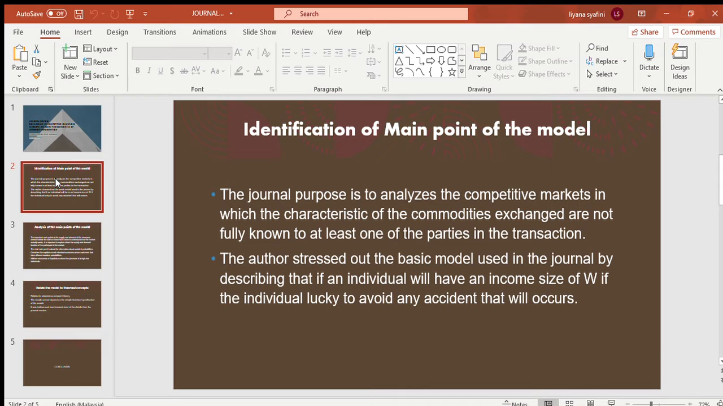The author also stressed the basic model used in the journal by describing that an individual will have an income size if he is lucky enough to avoid any accident occurring. But unfortunately, when the insurance did not cover him, his income will divide into two states, which is for accident and no accident.